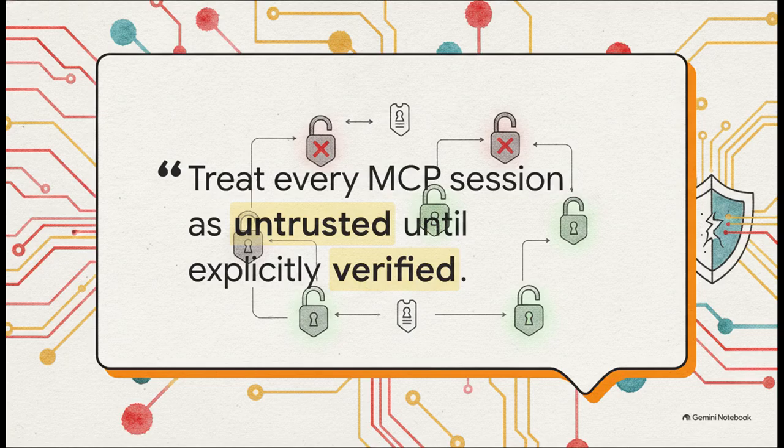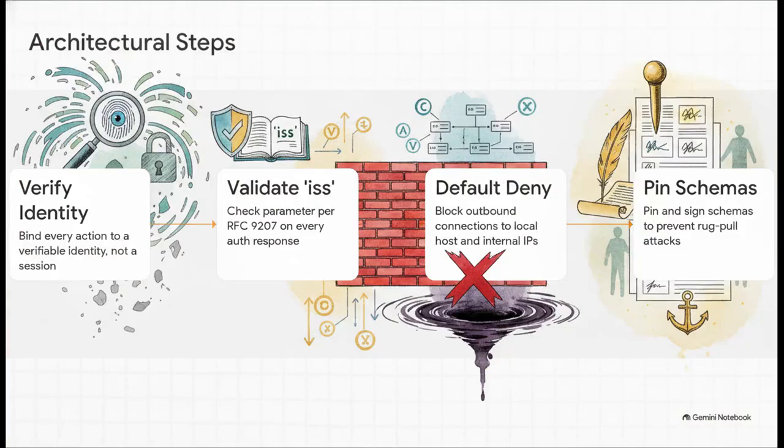Therefore, you have to treat every single MCP session as completely untrusted until explicitly verified. Implicit trust has to go. You must enforce least privilege tokens scoped per action and per tool, not just per session. So if your gateway or WAF currently assumes session-based state, it needs updating right now. You need to follow these 4 architectural steps.